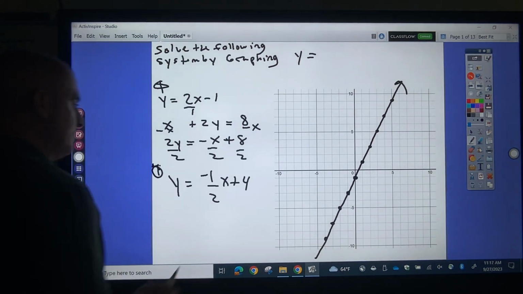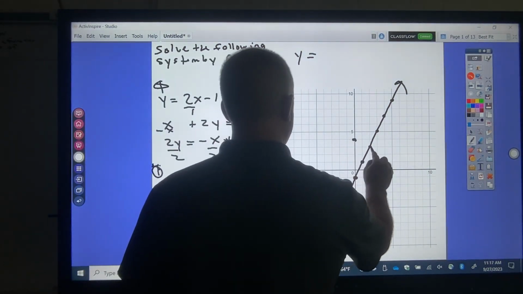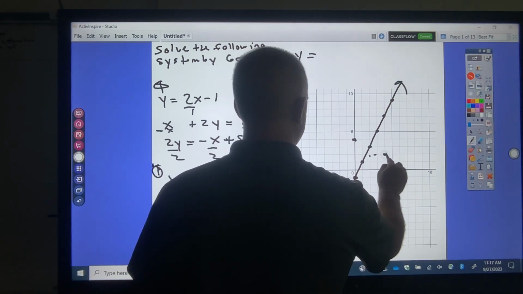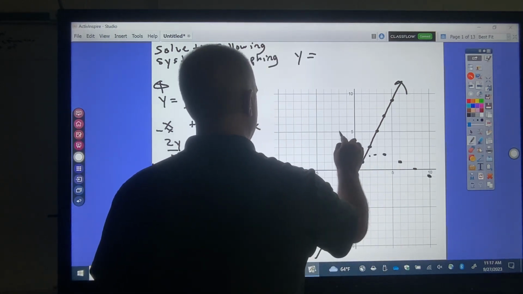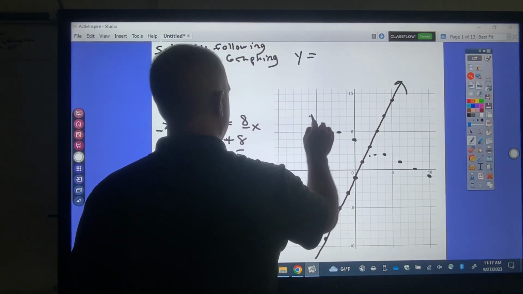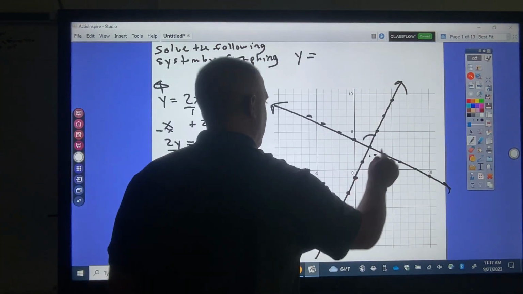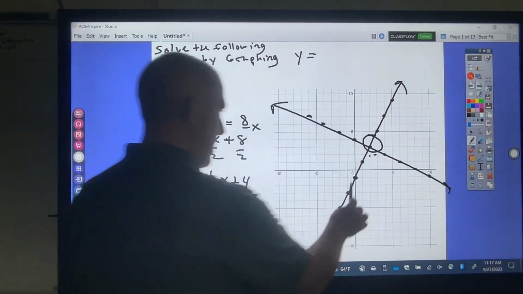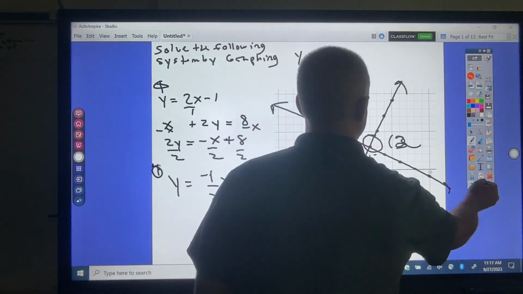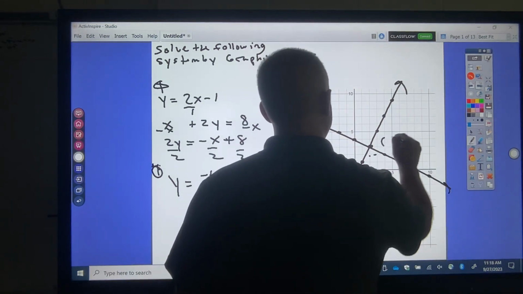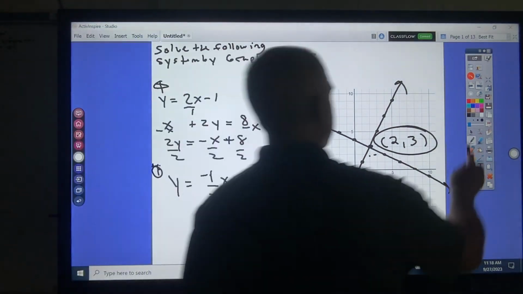Now this one, plus 4, then I want to go down 1 to the right 2, down 1 to the right 2, repeating. Now, where the intersection is, that's my answer. That is 2 over and 3 up. That is the solution. So we're looking for where the graphs cross.